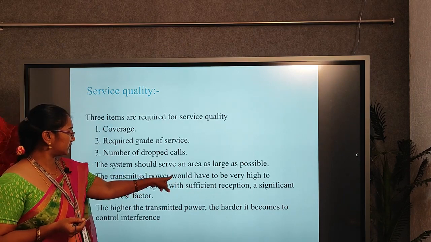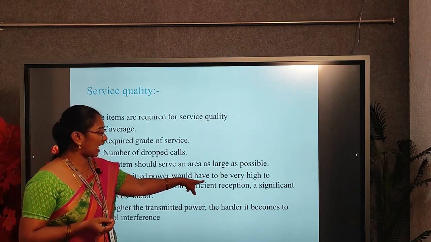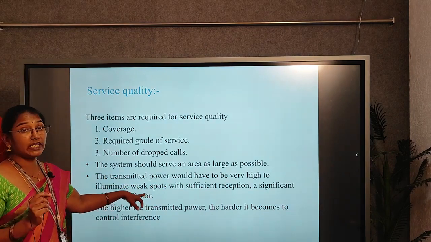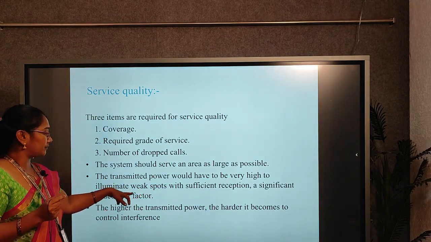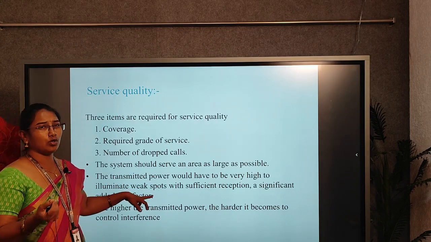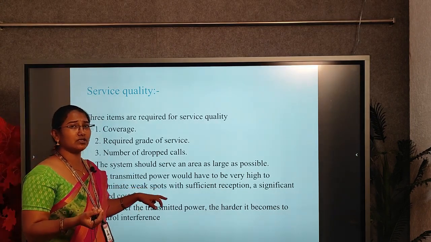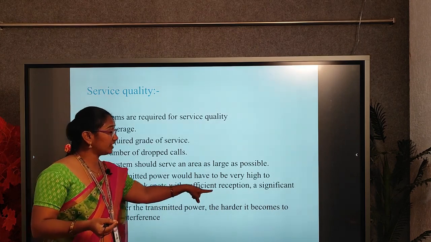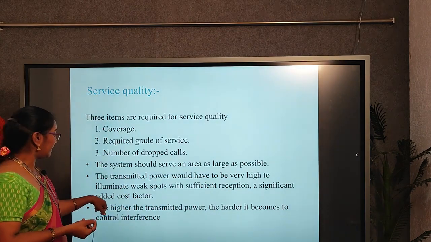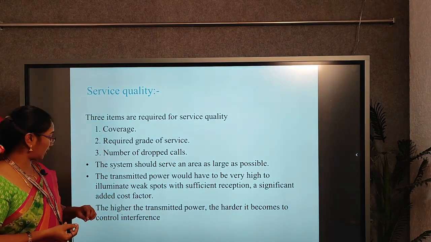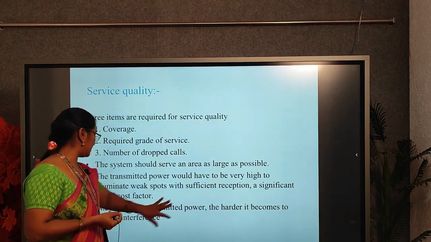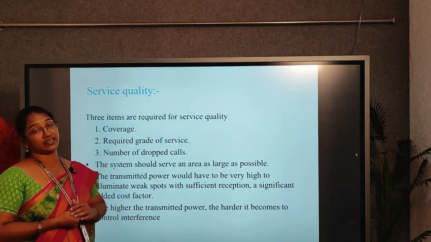Next, illuminating. See here, the transmitting power has to be very high to illuminate weak spots, or we will call them holes also. Where there is no signal, we call it a weak spot or hole. With a sufficient reception, it is a significant added cost factor. Next, the higher the transmitted power, the harder it becomes to control the interference.